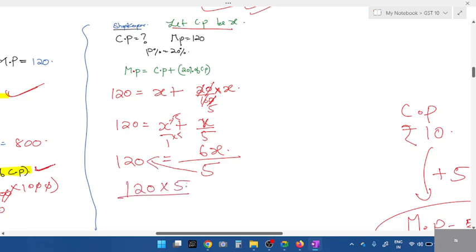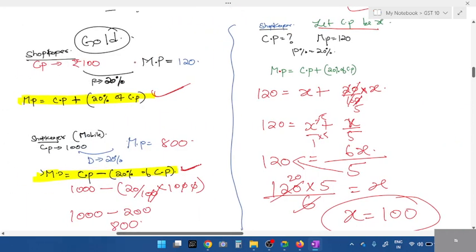5 will get multiplied that side. 120 into 5 divided by 6, which will bring down 6. How many times does it go? 20. 20 into 5. Can you see? Just compare this. Are the values the same? 100 and 100. We got 100.